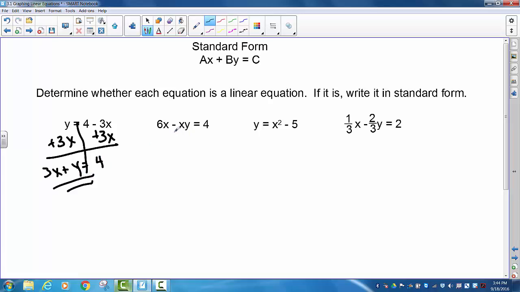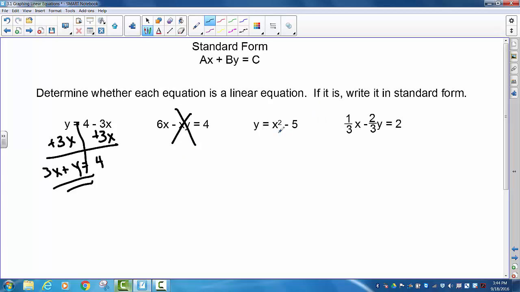Okay, the next one. We've got 6x minus xy equals 4. We've got an ax right here, but the by is a problem because we've got two variables in one term. You can't have two variables in one term and it be a linear equation. So this one is not a linear equation.